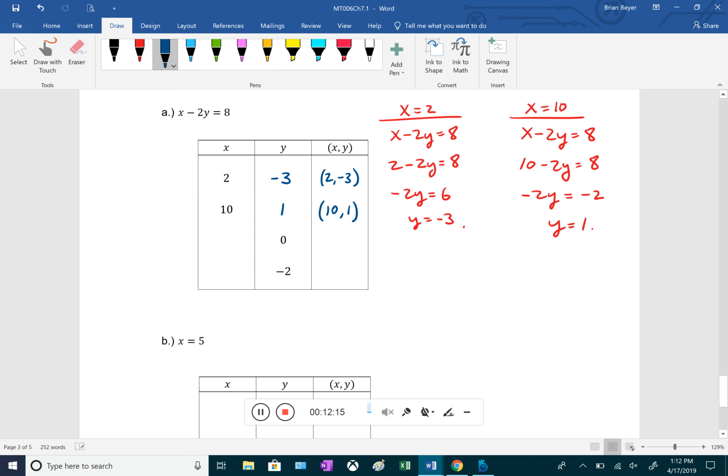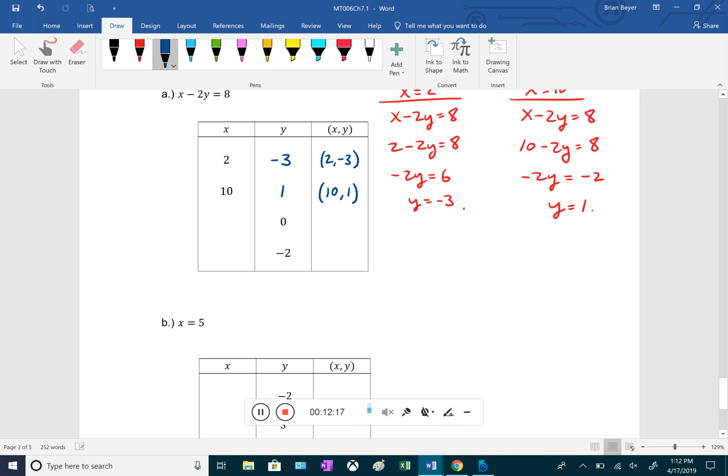And now for plugging in the y coordinates. We have y equals 0. So plugging a 0 into this equation, that's x minus 2 times 0. x minus 0 equals 8, so just x equals 8. So that's the x coordinate, and that's the ordered pair, 8, 0.